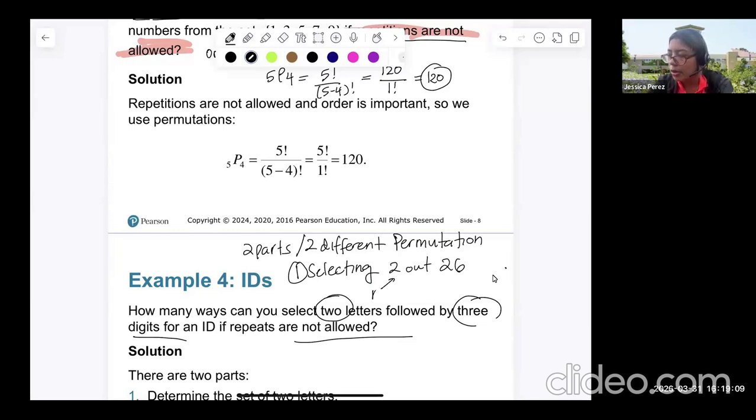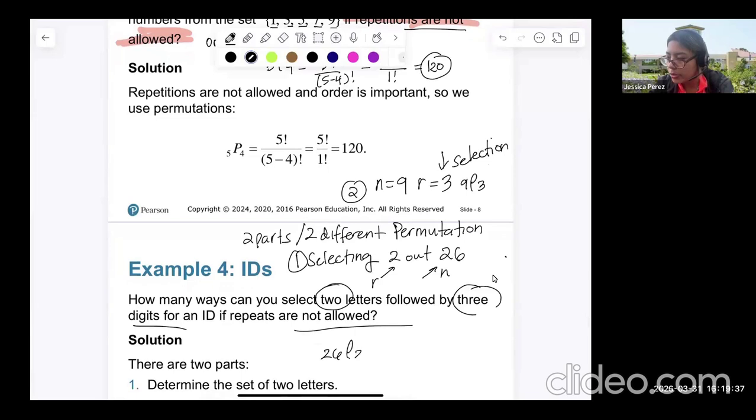So this is r, this is n. And then the second part is you are selecting 3 digits from 9 digits. So n is 9 digits, r is 3 digits, because this is a selection of digits. So then we're going to do 9P3 and 26P2. So we'll have 26P2 times 9P3.